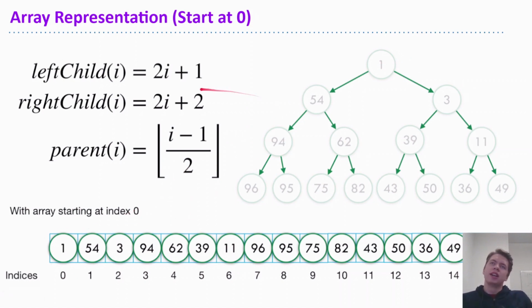tad messier. Now we have to add, our left child would be located at index 2i plus 1 instead of just 2i. Our right child would be located at 2i plus 2. And now to find the parent index, we would have to subtract 1 from i before dividing by 2 and taking the floor of that, or removing the decimal point from the quotient.